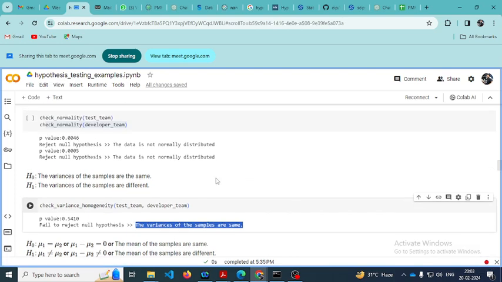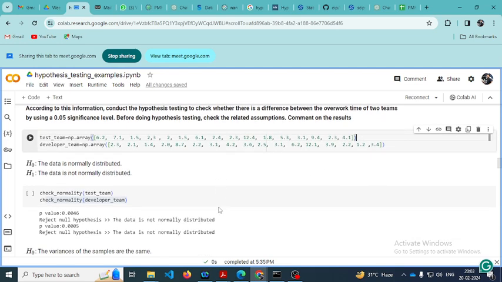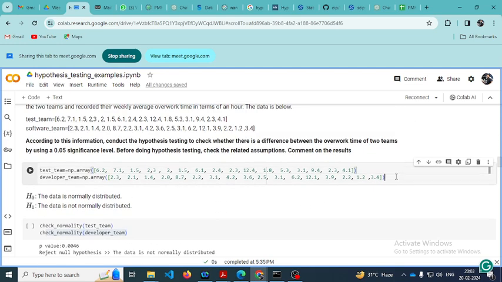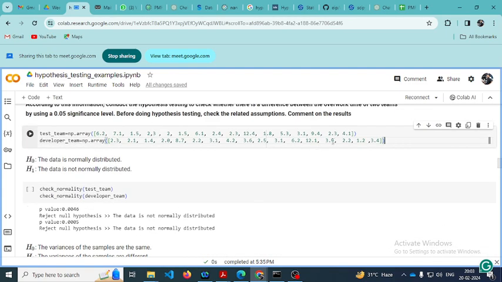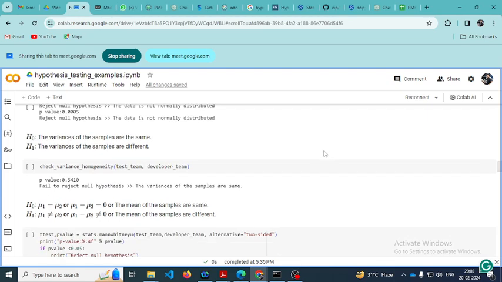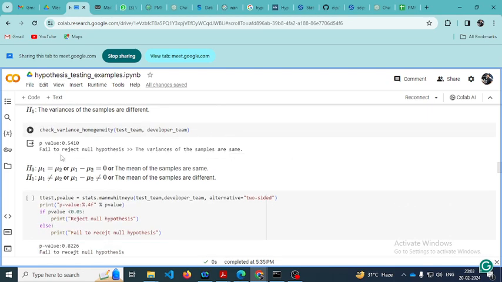So whatever data they have given, there are two conclusions we can make. One conclusion is that the data is not normally distributed. The second one is that the variances of the samples are the same. Those are the two conclusions we can make from this p-value or from this hypothesis testing.